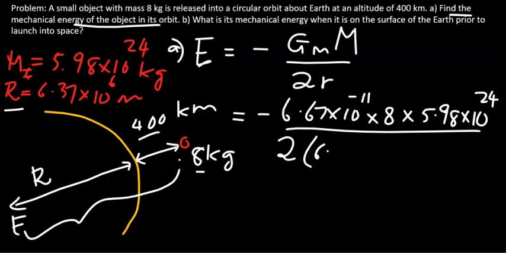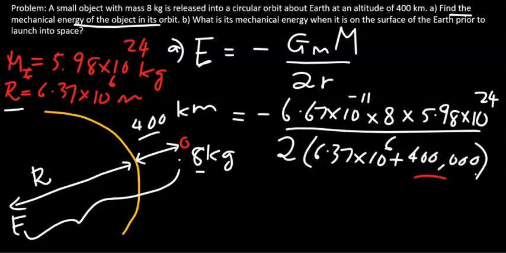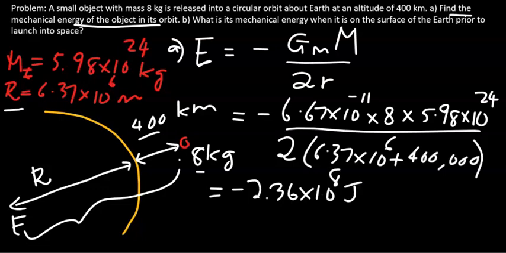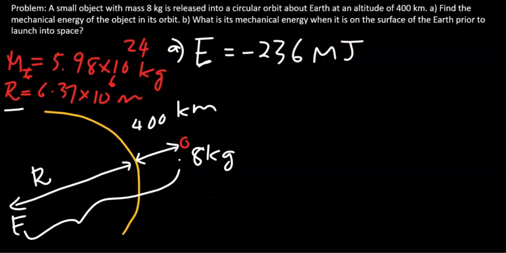So 6.37 times 10 to the power 6 meters plus 400 kilometers, converting that into meters, and you get 400,000 meters, which will give you minus 2.36 times 10 to the power 8 joules, or simply minus 236 megajoules.